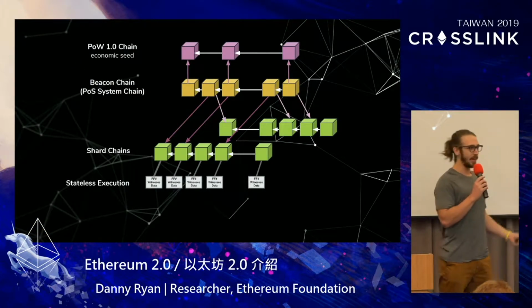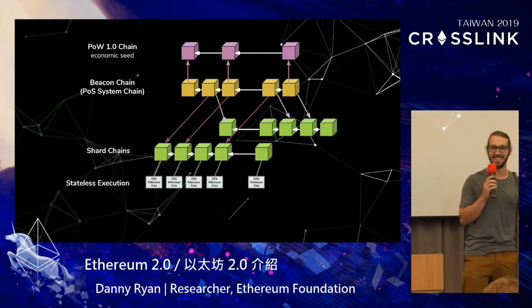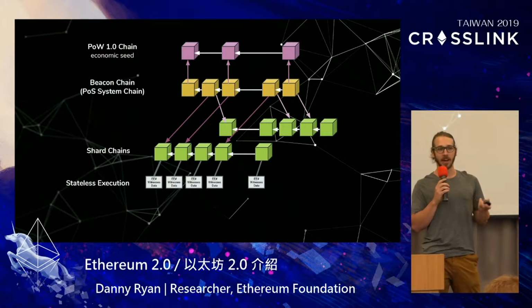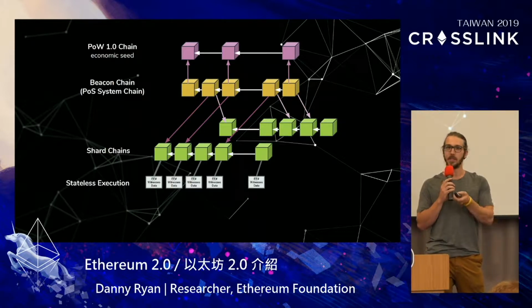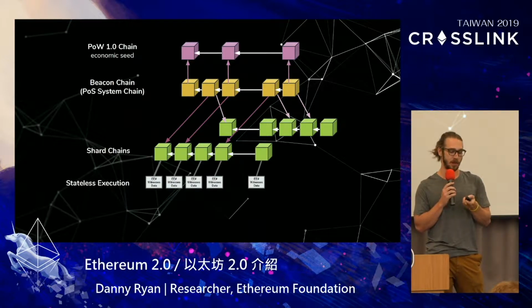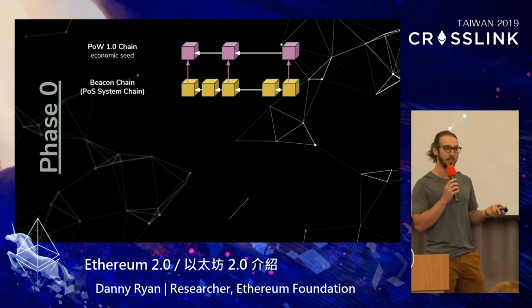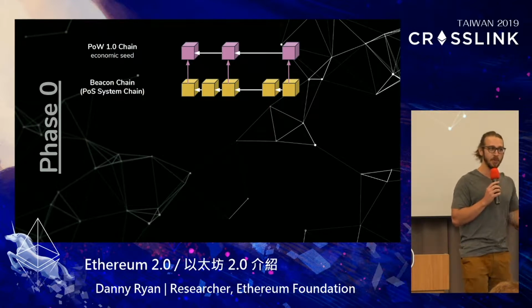So this, in a nutshell, is what we're building. It's very simple, obviously. It's divided into phases of development. And so we can look at each phase of development to help better understand the system and how the different pieces link together. What we call phase 0 is just really a pure proof of stake chain.